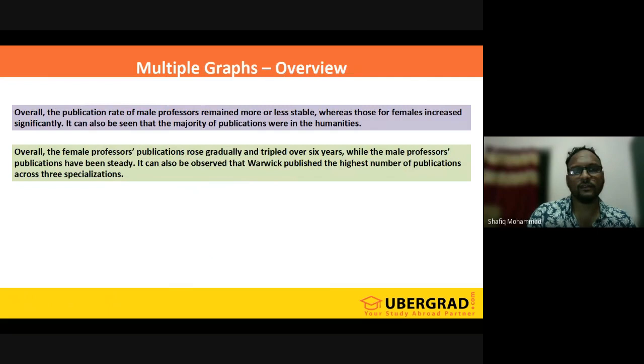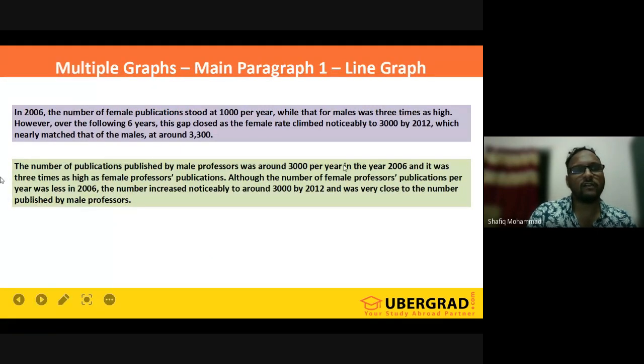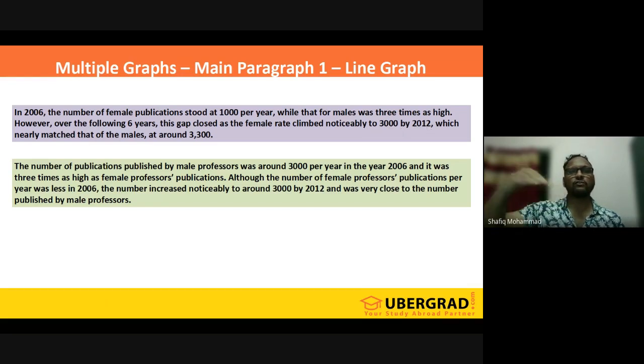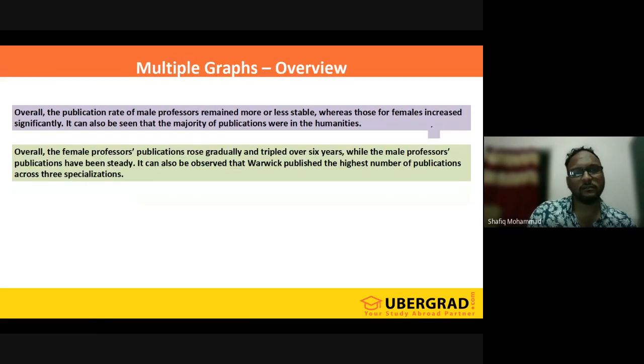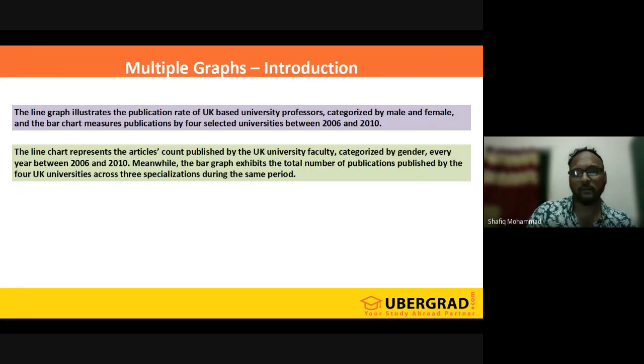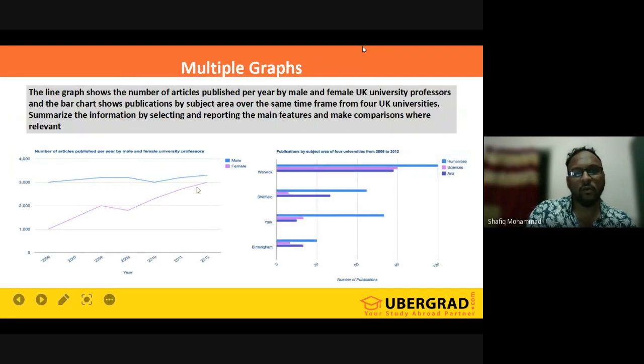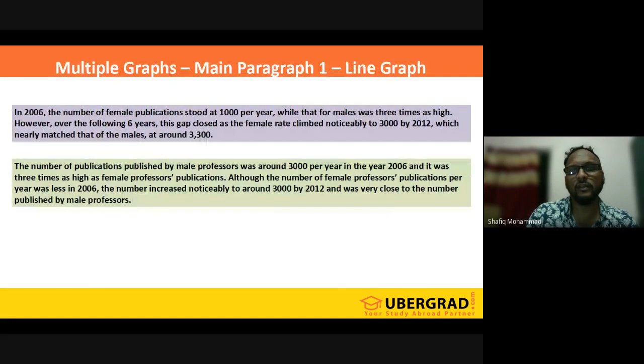Okay. And yeah, however, over the following 6 years, this gap closed as the female rate climbed noticeably to 3,000 by 2012. So obviously, this gap also filled. The female rate of publishing went up, isn't it? So from 1,000, more or less, they came to the same level, right? Up to 3,000. Maybe it is somewhere around 3,300, something very near to that. That's what he's saying.